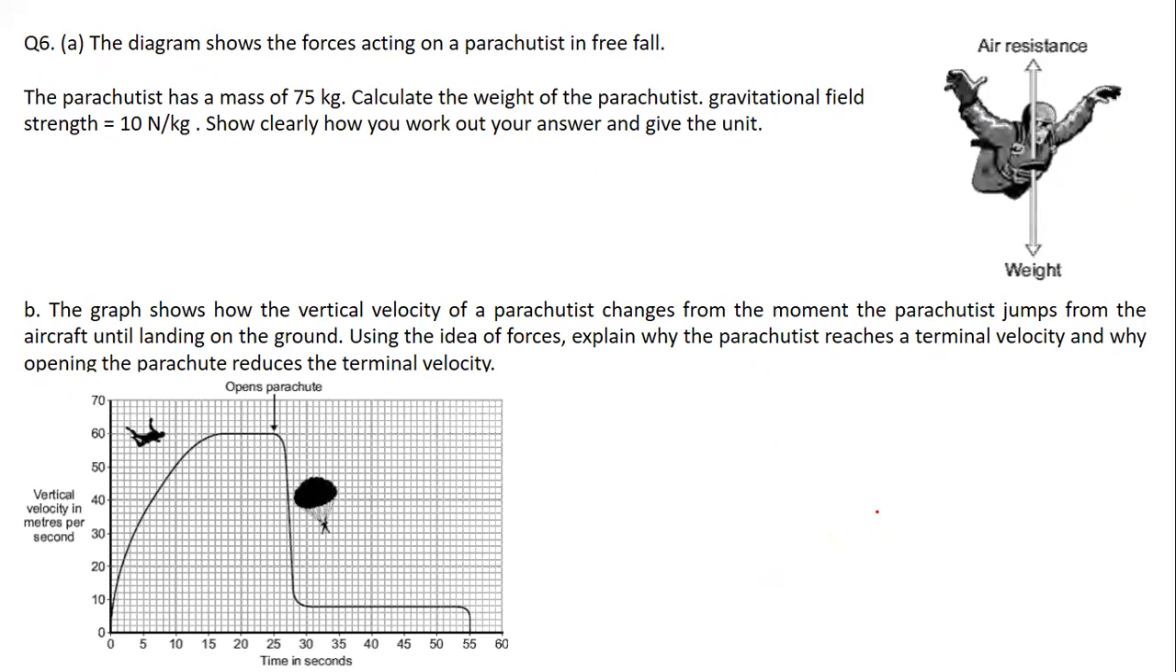The diagram shows the forces acting on a parachutist in a free fall. Okay, so he's in free fall, air resistance is observed. The parachutist has a mass of 75 kgs. Calculate the weight of the parachutist, gravitational field strength is 10 Newton per kg. Show clearly how you work out your answer and give the unit. Calculate the weight of the parachutist. Yes. So how do we do? Gravitational field is given to you. You have to find out what is the weight of the parachutist when he is falling down. What is its weight?